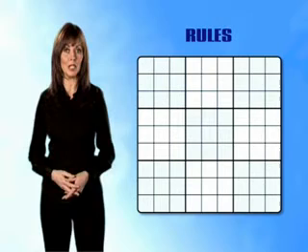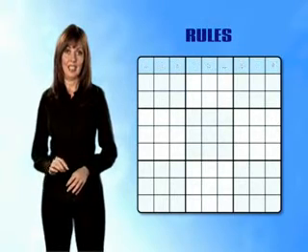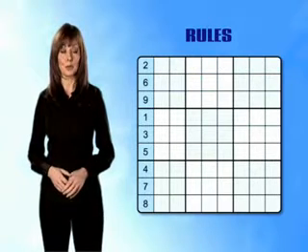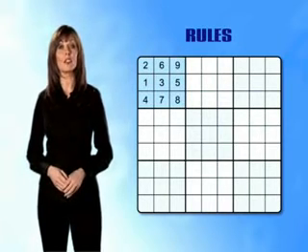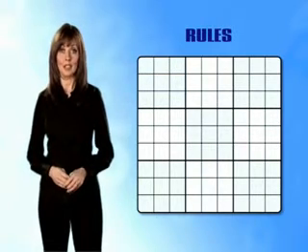So these are the 3 rules again. In each of the 9 rows, you must have each of the numbers 1 through to 9. In each of the 9 columns, you must have each of the numbers 1 through to 9. In each of the 9 mini-grids, you must have each of the numbers 1 through to 9. These 3 simple rules determine every Sudoku puzzle, no matter how difficult it may be.